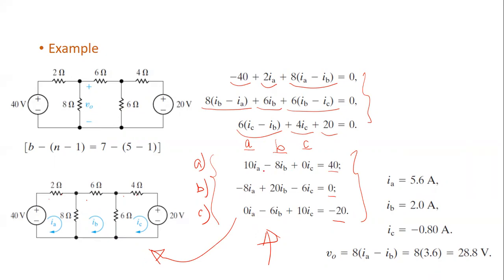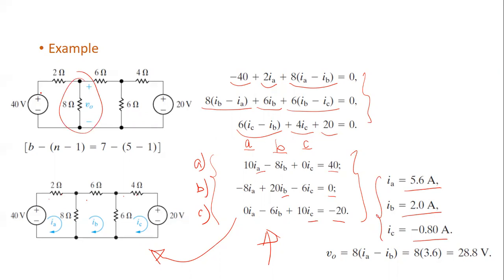So as you see, we have three equations with three unknowns, IA, IB, IC. If you solve them using whatever method, IA will be 5.6, IB will be 2, and IC will be negative 0.8. Now it says find V0, and what is V0 equal to?